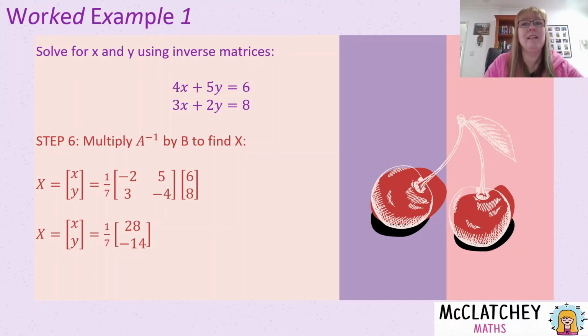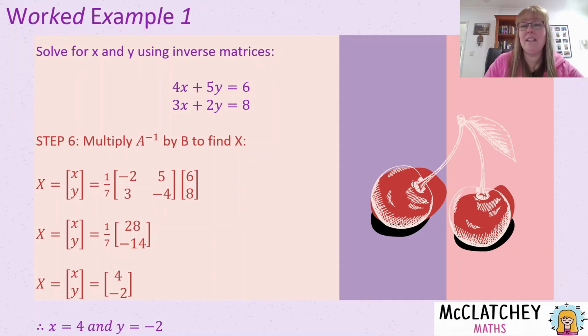You can see why I left that to the end. It makes it so much easier. So 1/7 of 28 is going to be 4, and 1/7 of -14 is -2. So that was a lot easier than trying to multiply all these numbers by fractions.